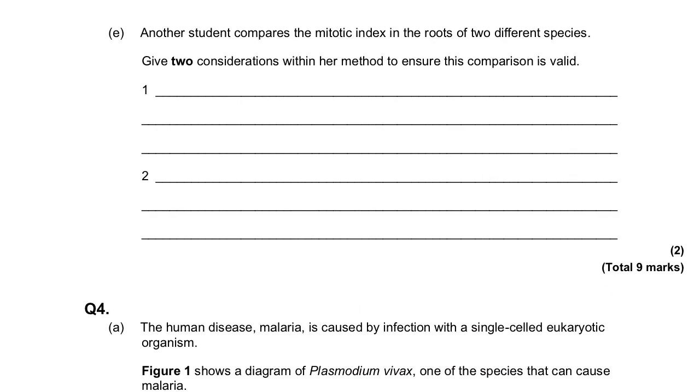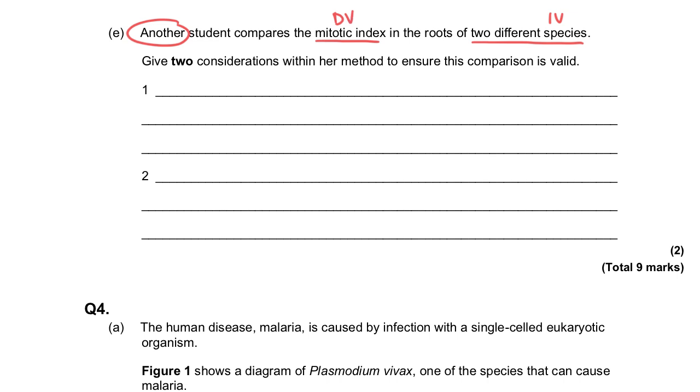The end of this question then is looking at the reliability and validity of your investigative processes. So another student is comparing the mitotic index in the root of 2 different species. So now we are looking at the different species as my independent variable. That's the thing I'm changing. It's a completely different investigation because it's another student doing it. And we're comparing the mitotic index, our dependent variable, from these 2 different species.